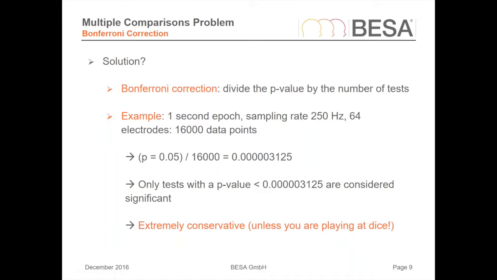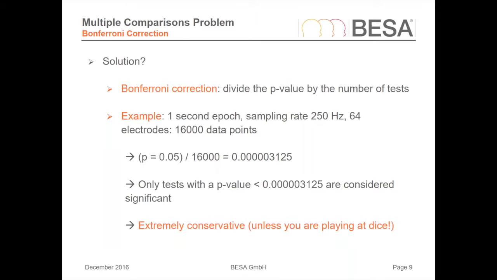This is of course quite an old problem, and a possible solution was suggested by Bonferroni. A very simple solution: we just divide the p-value, so the 0.05, by the number of tests that are computed. This means that for an example experiment with a 1-second epoch, a sampling rate of 250 Hz and 64 electrodes, I will have altogether 16,000 data points, and the p-value that is allowed will thus reduce to 0.000003. So only tests with a p-value smaller than that number are considered as significant results.